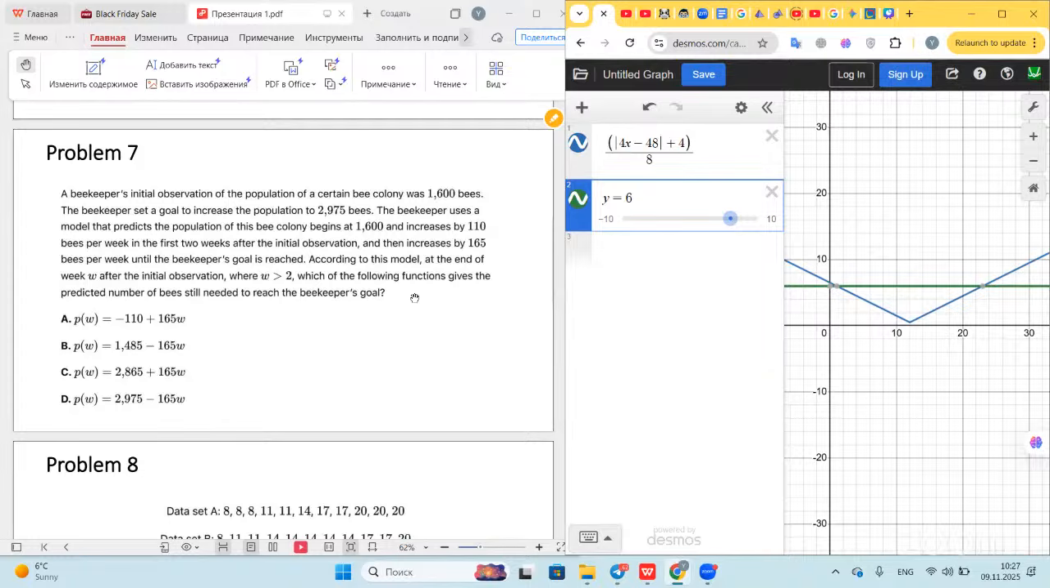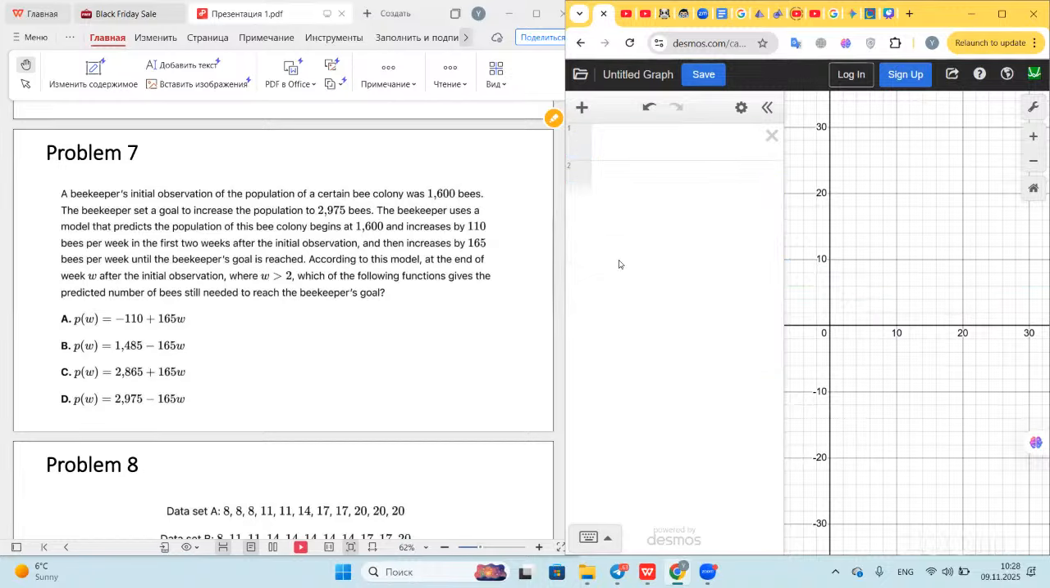Continue, guys. A beekeeper's initial observation of the population of a certain bee colony is given. Guys, is the screen visible, yes? Yes, thank you. Guys, look. The beekeeper uses a model that predicts the population of the bee colony begins at this and increases by this amount every week in the first 2 weeks. Then it increases by 165 bees per week until the beekeeper's goal is reached.